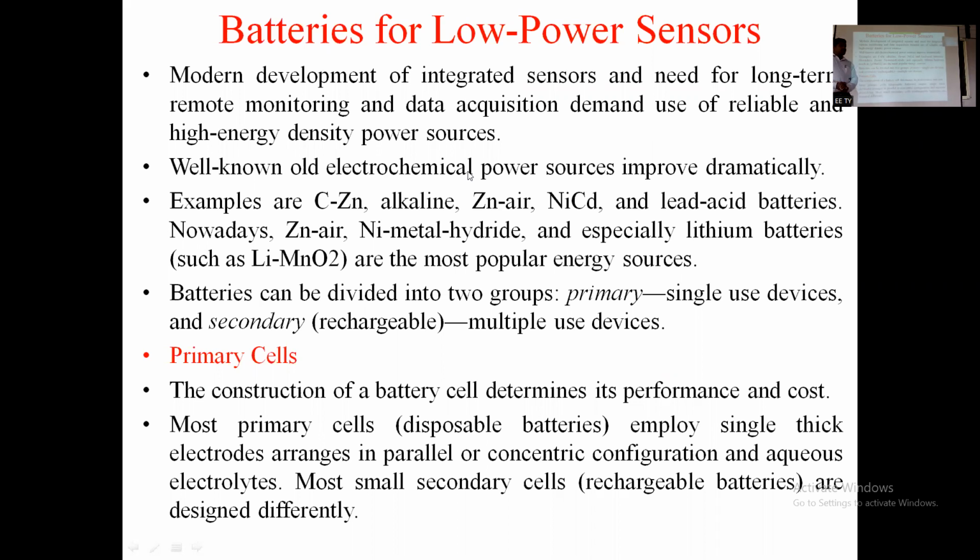Today we will discuss the last point of unit number 3: batteries used for low power sensors, right? Which types of battery are suitable for low power sensors? Which types of battery are used for excitation of the low power sensor, or to give excitation to the other signal conditioning devices? Which types of battery can be used?